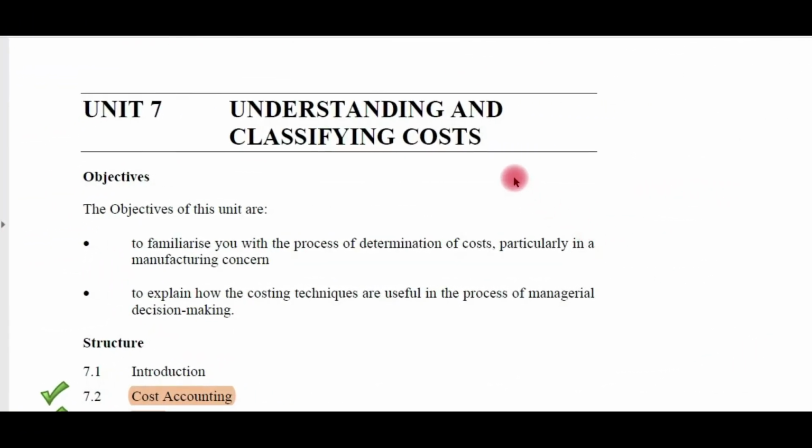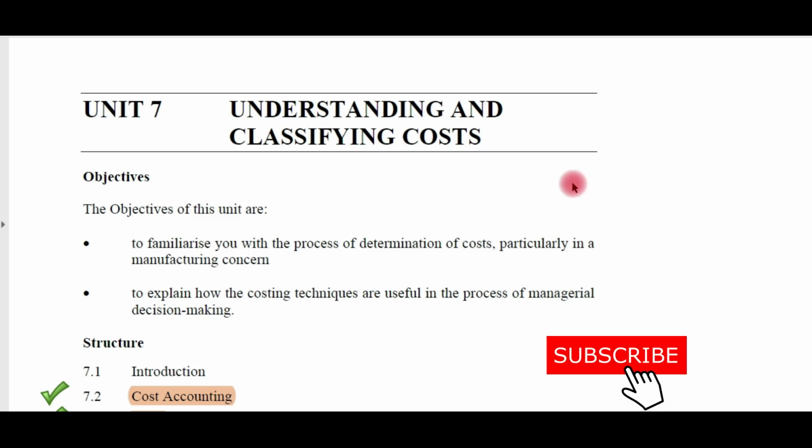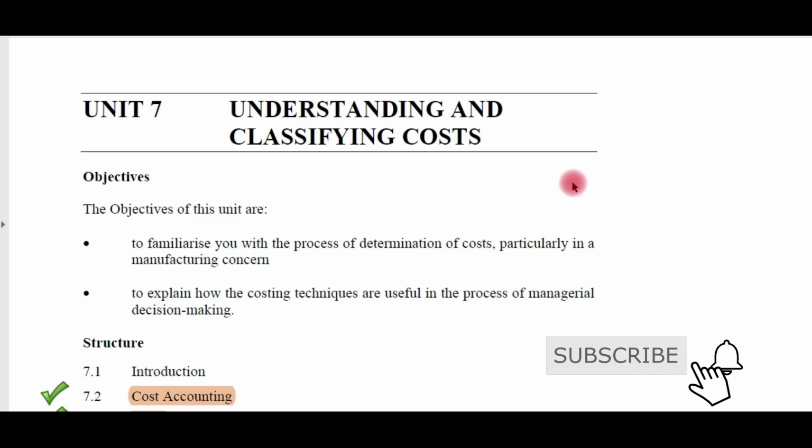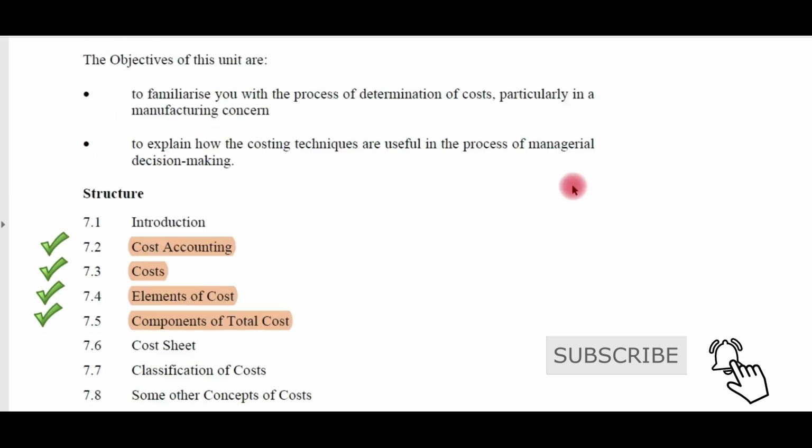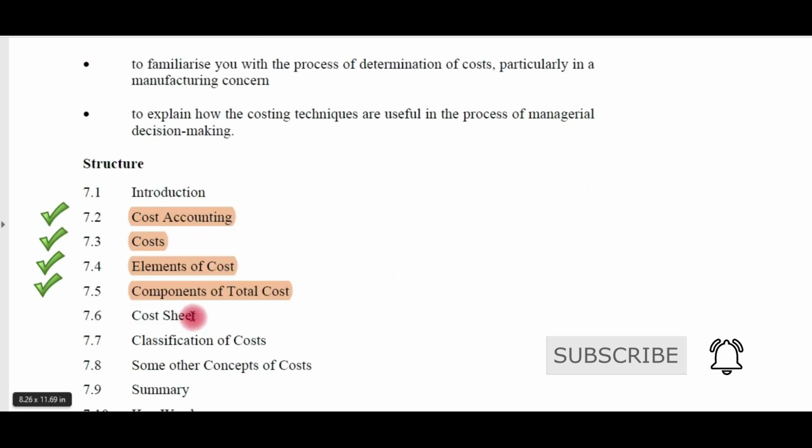This is unit number 7, Understanding and Classifying Costs. We are doing course number 4, Accounting and Finance for Managers. In this unit, we are going to see the topics cost sheet and classification of costs.